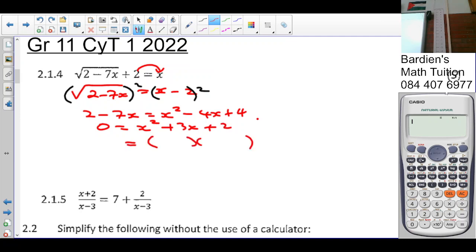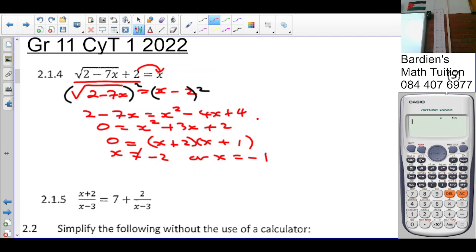So the trinomial there is going to be x plus 2, x plus 1. So x is equal to negative 2 or x is equal to negative 1. Now we check, not so? If I put negative 2 into that there, we're going to get 16, which is 4. 4 plus 2 is 6. So 6 is not equal to negative 2. You just have to pull a line through that. You don't have to write a conclusion or anything as is written there. That suffices. That's already telling us it's not minus 2.